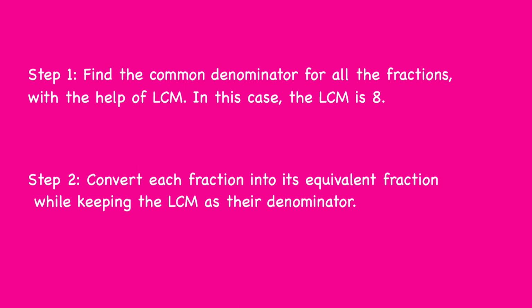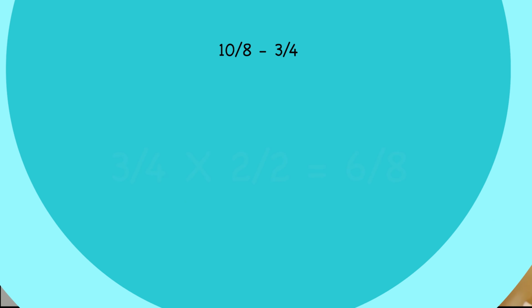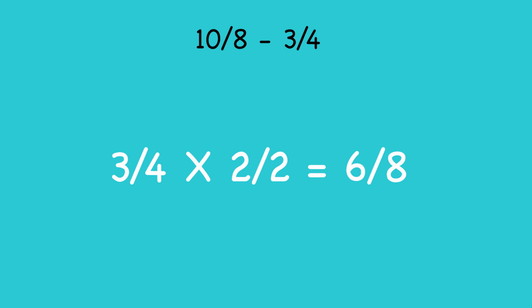Now, let us resolve the problem step by step. Step number 1. Find the common denominator for subtrahends, of course with the help of LCM, and in this case the common denominator is 8. Next step. Convert each subtrahend into its equivalent fraction while keeping LCM as their denominator. In our example, first subtrahend is 10 by 8, which has already the same denominator as LCM. So we don't need to change it into its equivalent form.